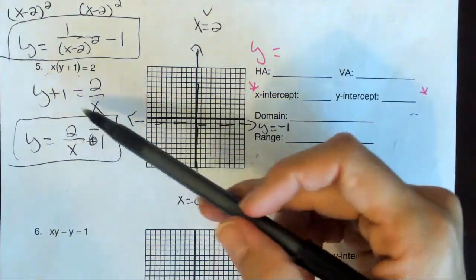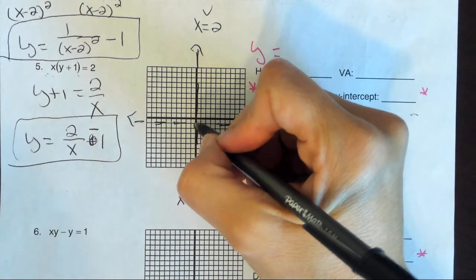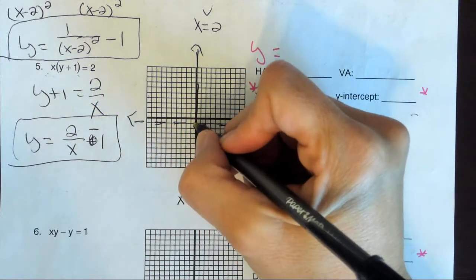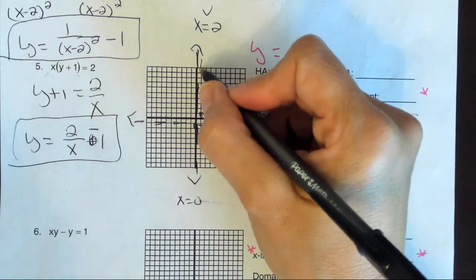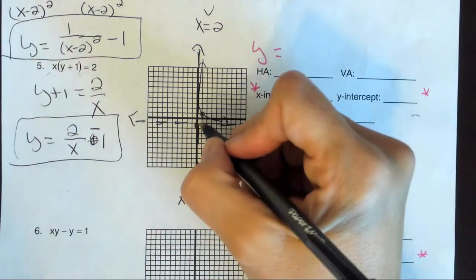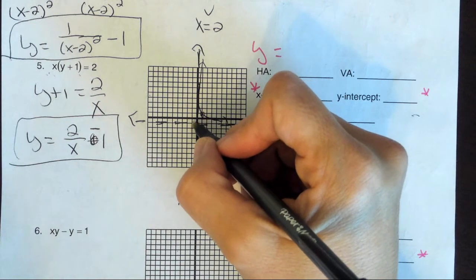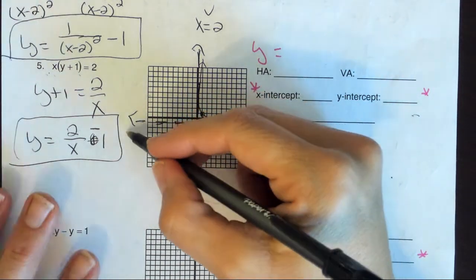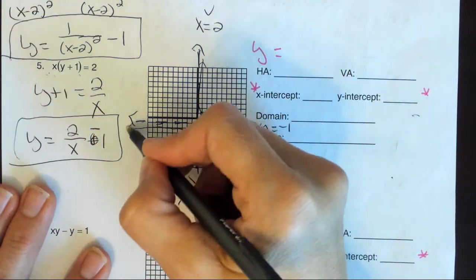Okay, so it's a reciprocal function, and I always go to my middle point, and I go right 1, up 1, but there's a stretch of 2, so I'm going to go right 1, up 2. I'm going to draw that piece. And then I would normally go left 1, down 1, but there's a stretch of 2, so I'm going to go left 1, down 2, and that's going to be that point.